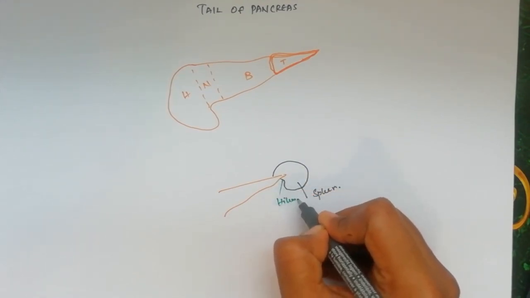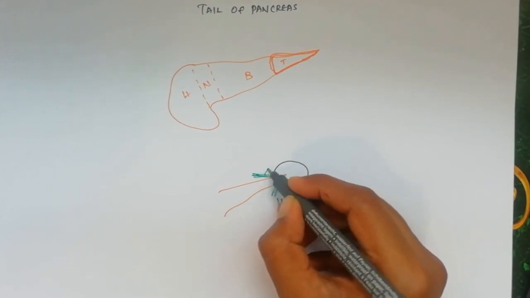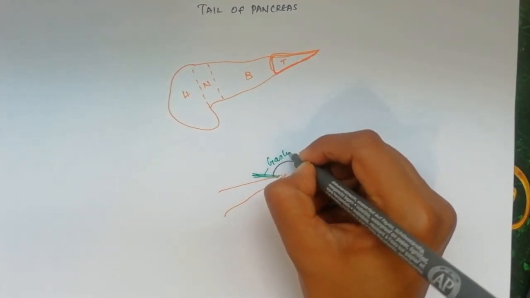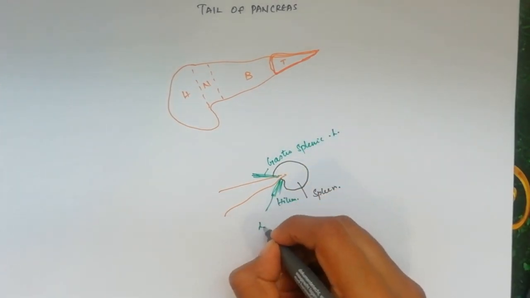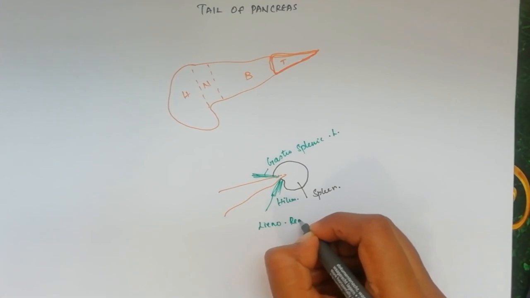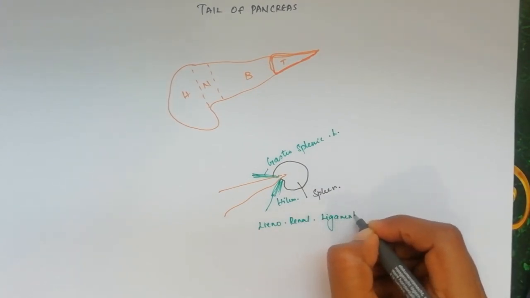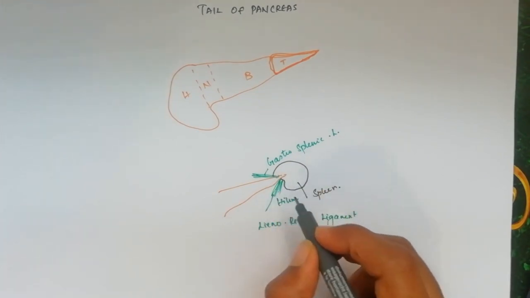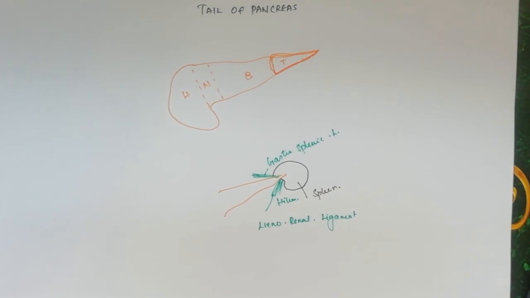This is hilum, and in the hilum we have got two ligaments above and below, that is gastrosplenic ligament and lienorenal ligament. So these ligaments also will be related. Along with this we have got some splenic vessels related to the tail of pancreas. So these are all the details of relations for each part of pancreas separately.